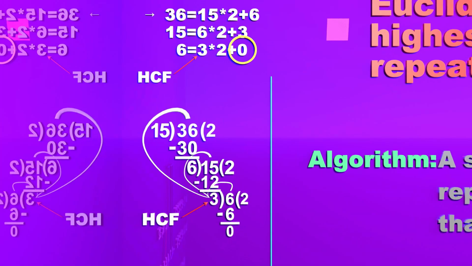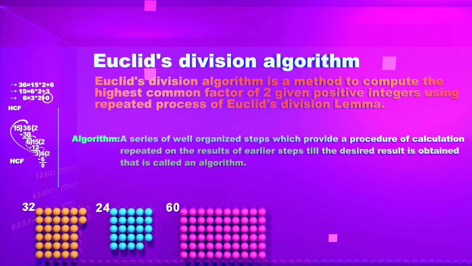Here we have divided 36 by 15 and got remainder 6. Again next time we repeated this long division process and this time we divided 15 by 6. We also repeated this process a third time and this time we got our desired result. That means we found our HCF. That was all about Euclid's division algorithm.